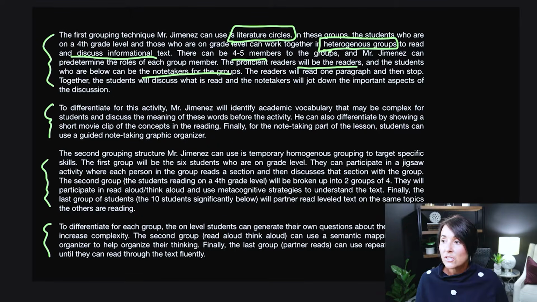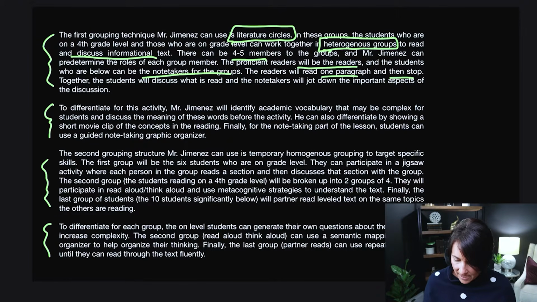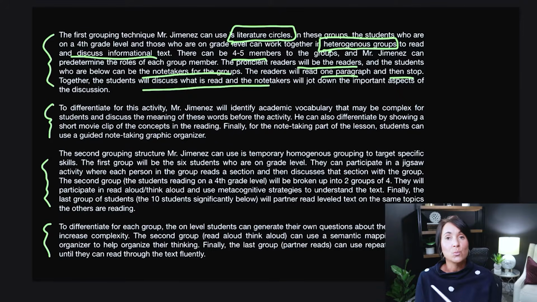takers. The reason we do this is because then the note takers can hear the fluency in the proficient readers, but they're still part of the group. And they don't have to read aloud in front of their peers and feel weird. This is just a good way to do that. The readers will read one paragraph and then stop. Together, the students will discuss what is read and the note takers will jot down important information. Okay, heterogeneous grouping. We got 2 sets of students.